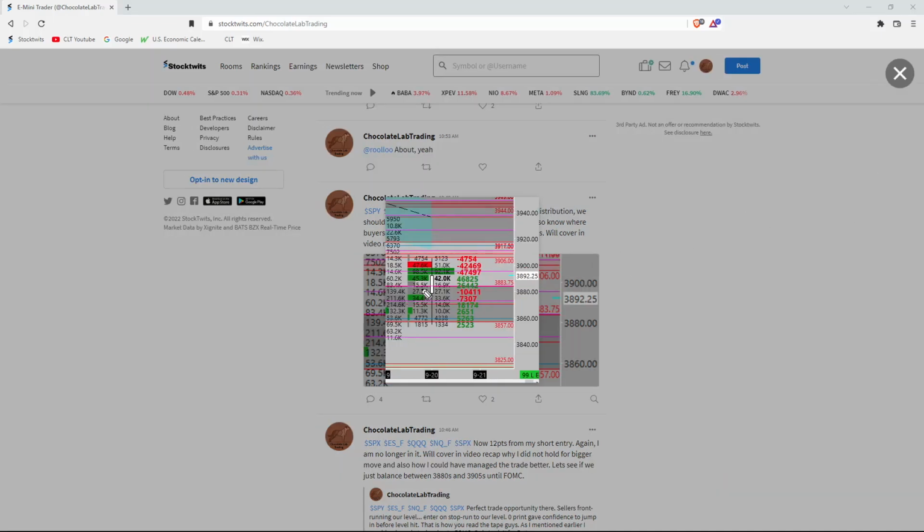I accidentally closed this screenshot, but see how we have buying imbalance up here? Buyers are going to want to defend their line in the sand. Look what's below. Thin volume nodes. They need to defend this.